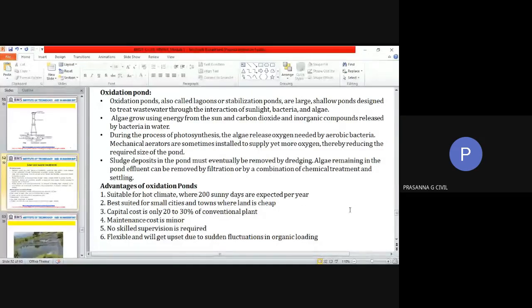No skilled supervision. Flexible, but it will get upset due to sudden fluctuations. That is, today you are sending in some water of normal BOD, say 1000 milligram. But tomorrow, some industrial effluent is coming and you have BOD ranging up to 4000. And that also you are sending there without treatment. Then there is a problem. But otherwise, it is quite flexible.